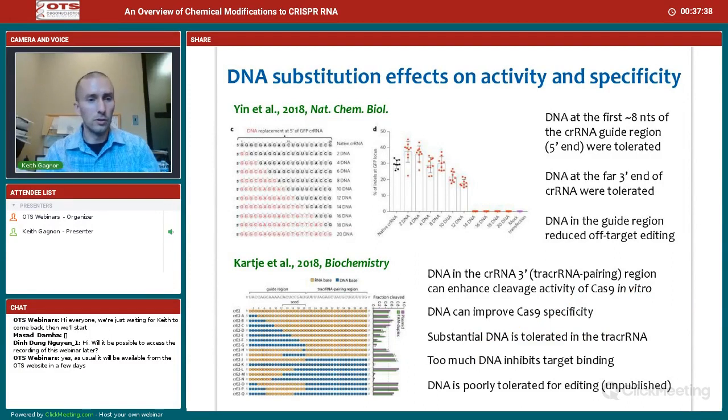We found also that you could swap in a lot of DNA nucleotides into the tracrRNA, and those were tolerated. We also did some binding studies and found that the DNA does inhibit target binding, but also can improve specificity of the enzyme. Okay.